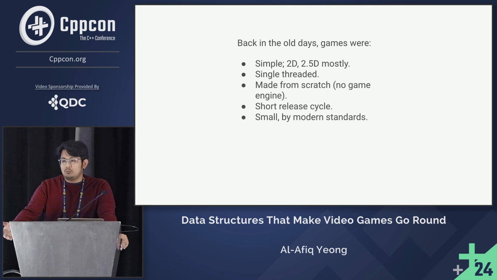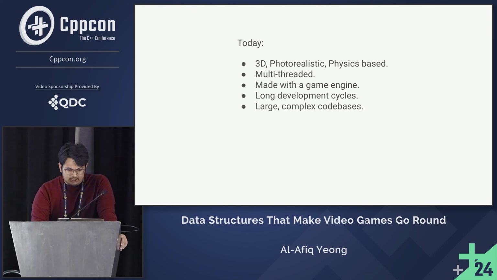I believe Doom Classic only had about 60,000 lines of code. Out of those 60,000 lines, only about 40,000 of them were code. And if you compare it to what we have in this modern era, that's probably the size of a package or library. Fast forward to today, if we look at AAA games, they're all 3D, with photorealistic physics-based rendering.